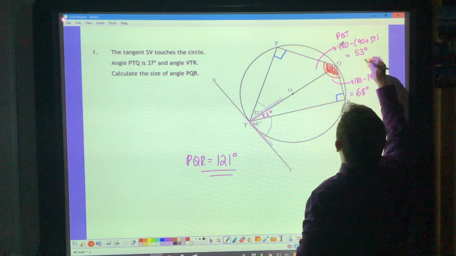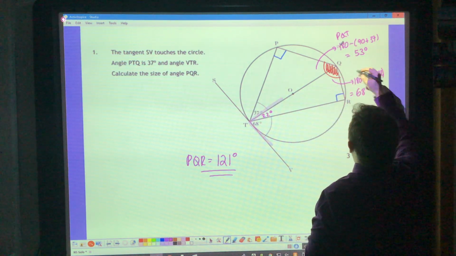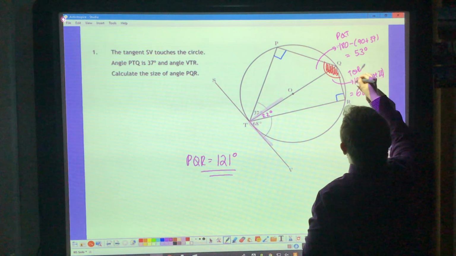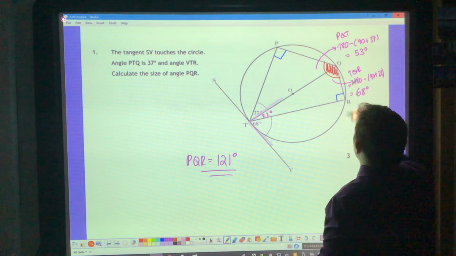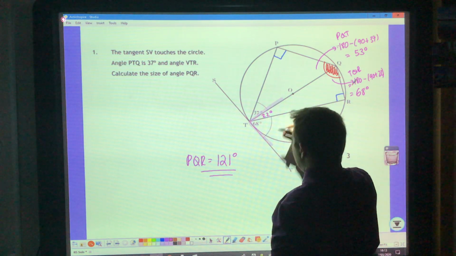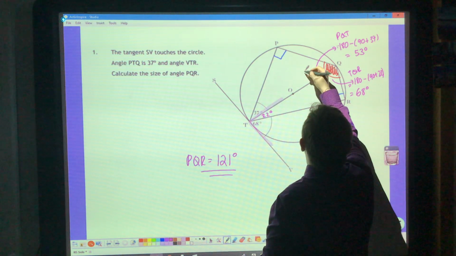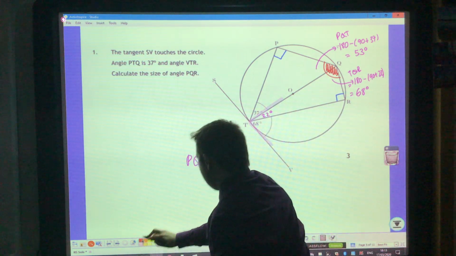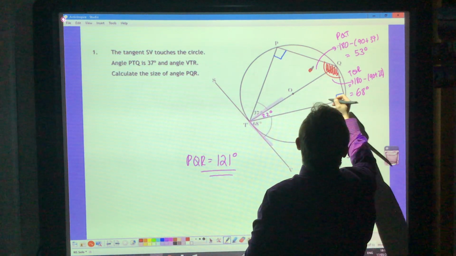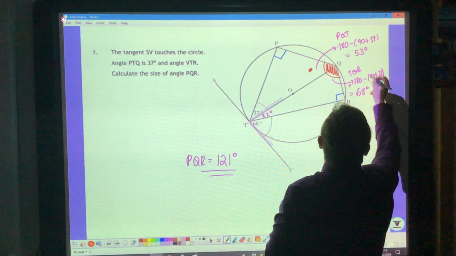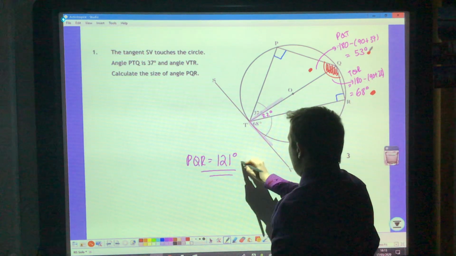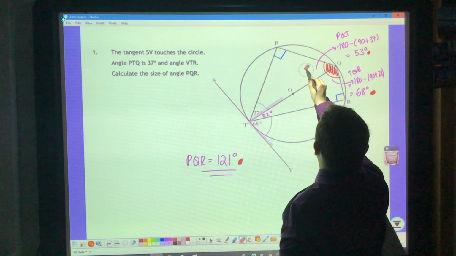What we probably should do is we should mark in here that's PQT to make sure we get the marks, and that one there is TQR. Okay, equals. So we'll get 1 mark for the 53, so I'll do the marks in red. 1 mark for the 68, sorry, we'll just move that mark there, and 1 mark for your final answer.